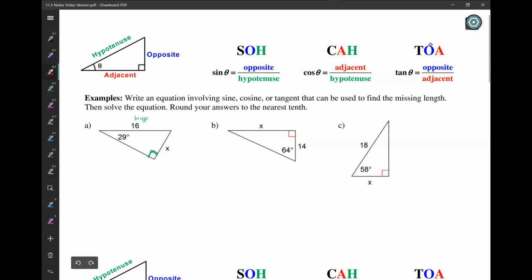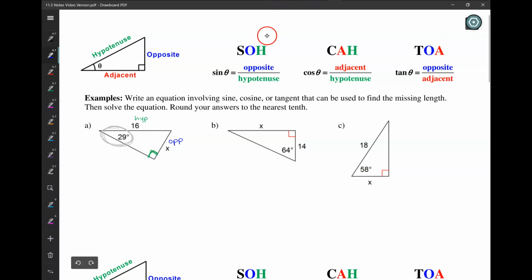So on this problem, 16 is the hypotenuse. And then I look at which angle I'm focusing on. I'm focusing on this angle over here. Opposite and adjacent are based on that angle. The x is across from that angle, which means x is opposite. The unlabeled side is right next to it, so that would be adjacent. So the sides involved in this problem are hypotenuse and opposite.